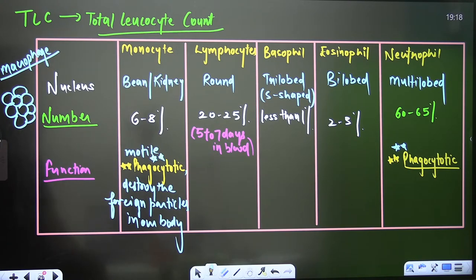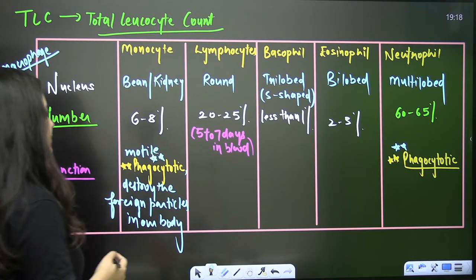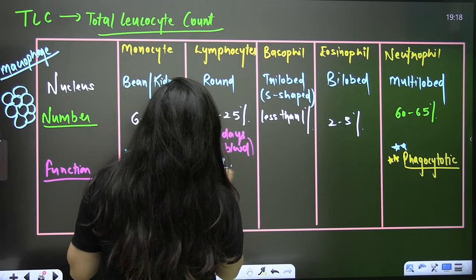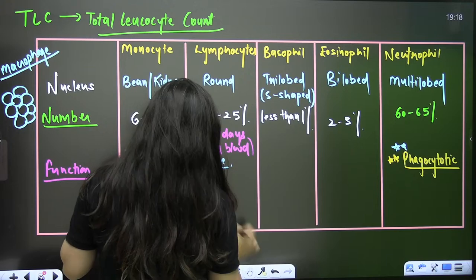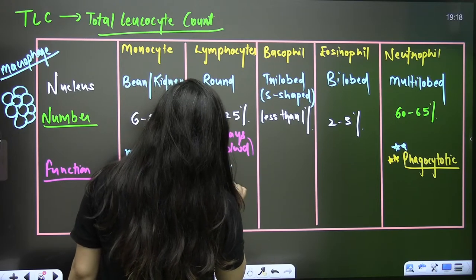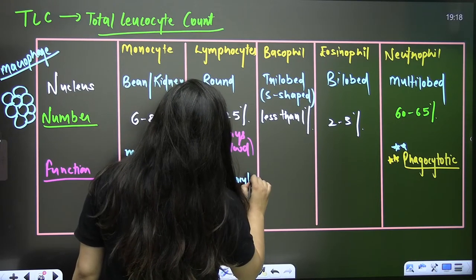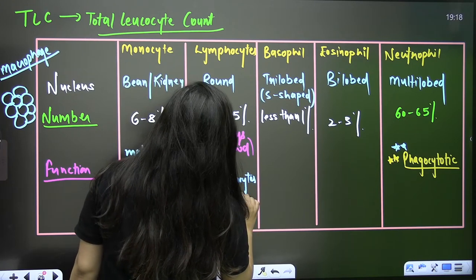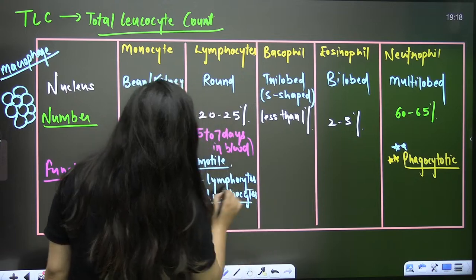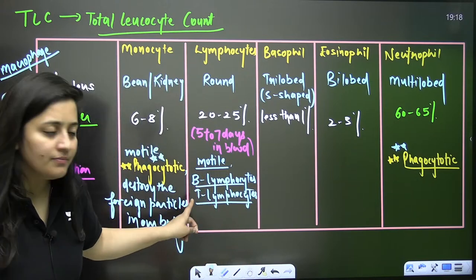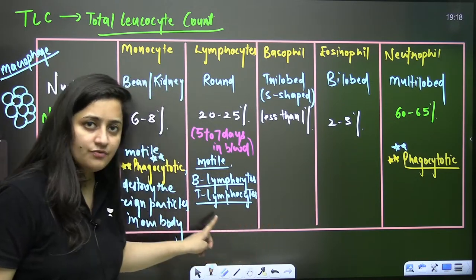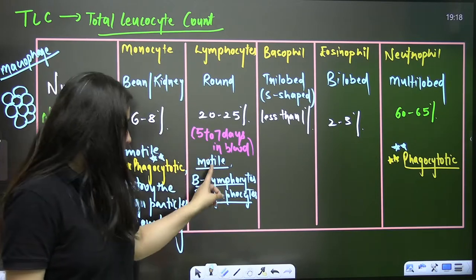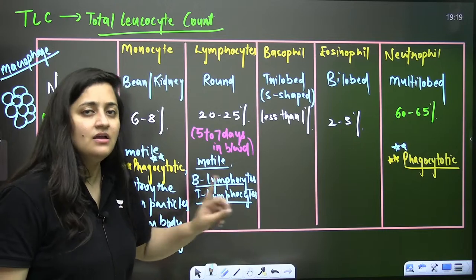Then comes your lymphocytes. I hope you even know about the lymphocytes. Even they are motile, and when it comes to the lymphocyte, you talk about the B lymphocytes and the T lymphocytes, isn't it? Bache, B lymphocyte is going to form the antibodies. T lymphocytes will form what? It will form cytotoxic killer T cells. So that's how they play the role in the immunity.